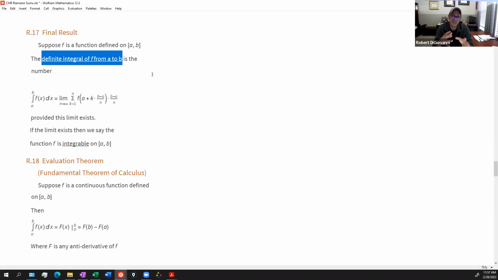All right. So it's kind of like apples and oranges. Indefinite returns function plus constant. Definite returns number.